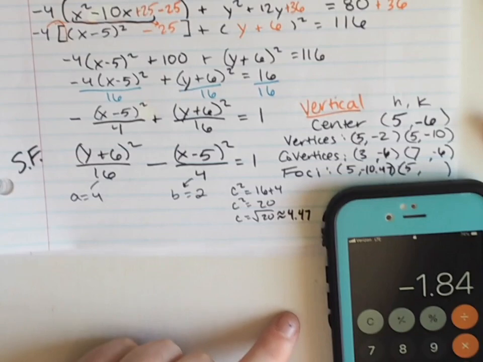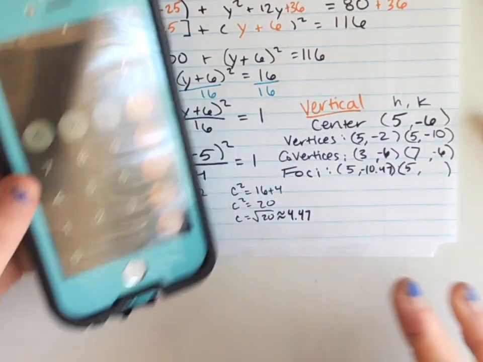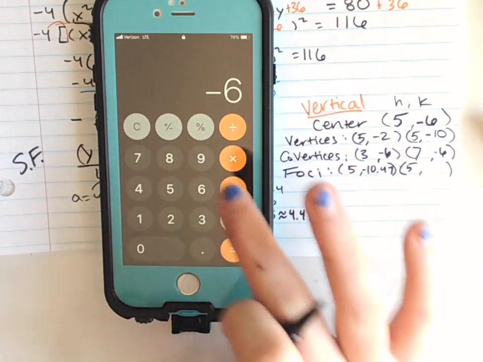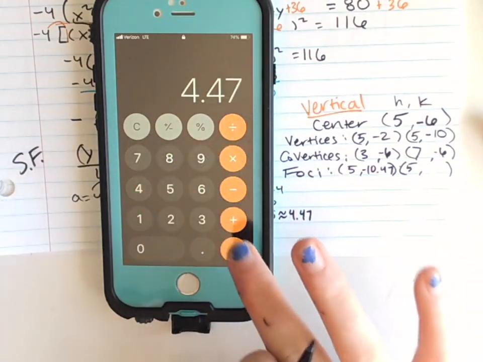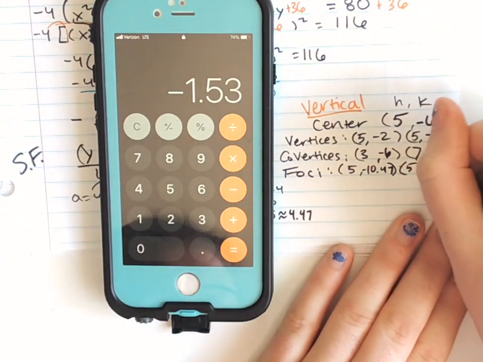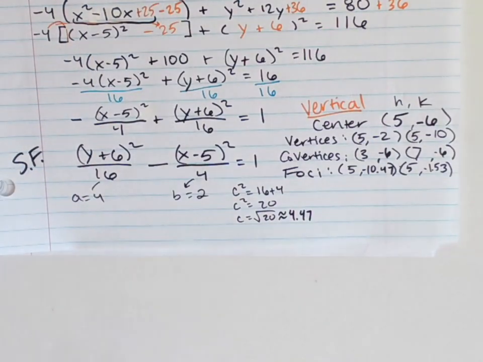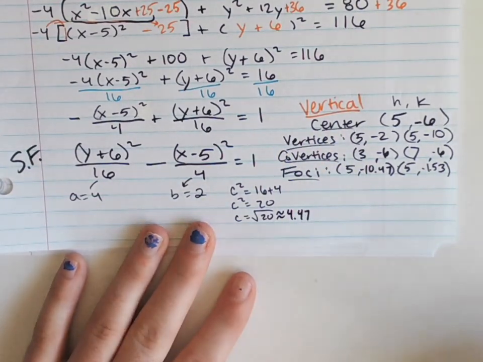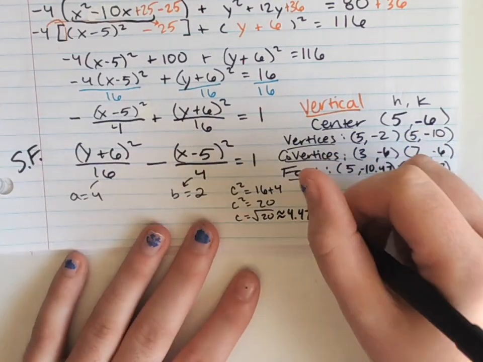So now we're going to do -6 add 4.47. That's -1.53. -1.53 is my answer. I've got a center, vertices, covertices, foci. What am I missing? I'm missing asymptotes.